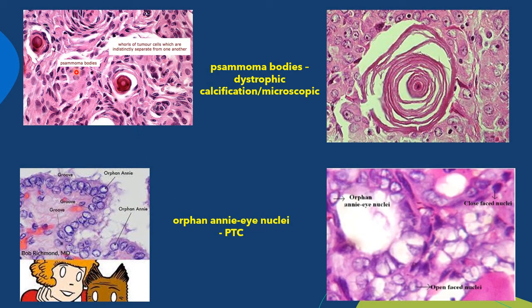Okay, now these are pictures to show you the histological features of papillary carcinoma. Okay, these are psammoma bodies, whorls of tumor cells which indistinctly separate from one another. Psammoma bodies of dystrophic calcification, and these are the microscopic appearance of psammoma bodies. And this is the Orphan Annie eye nuclei. The nuclei look like the eyes of Orphan Annie, as seen in this diagram here.